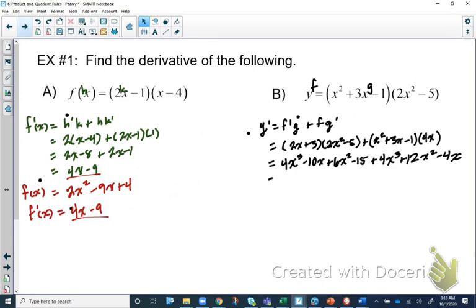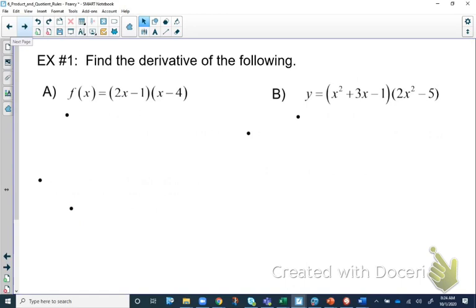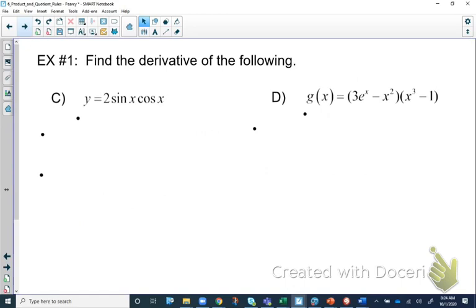We do have two x to the third powers, and they're both with a coefficient of 4. So the largest exponent value will be 8x to the third power, followed by a positive 18x squared minus a 14x minus a 15. And there's the derivative of y. So in a sense, this is the gist of the product rule.